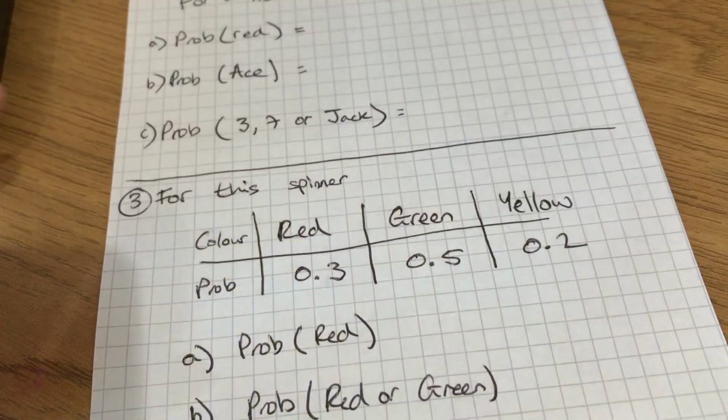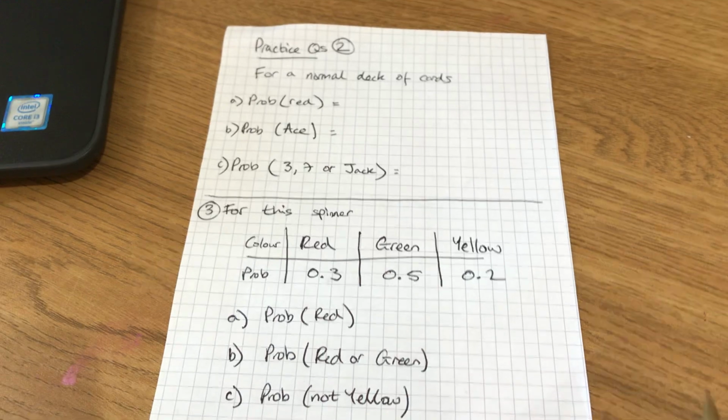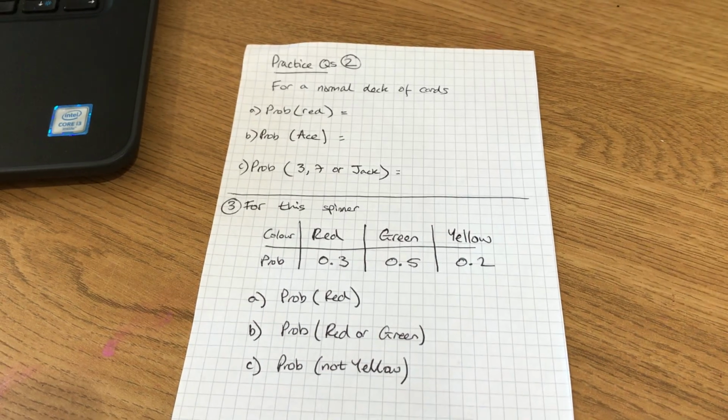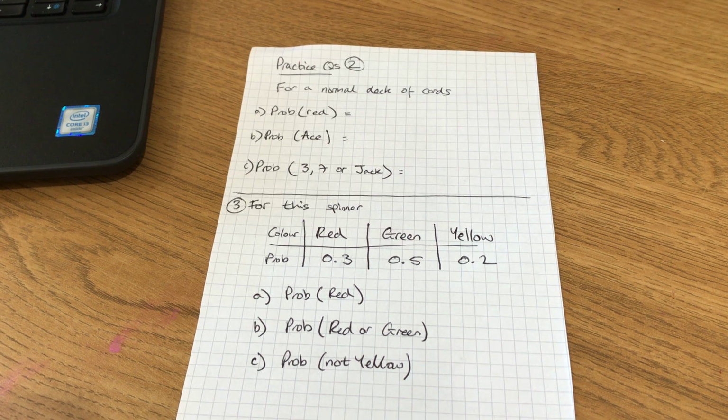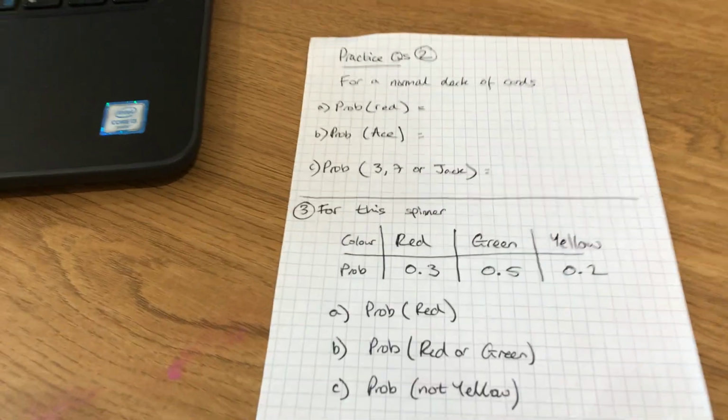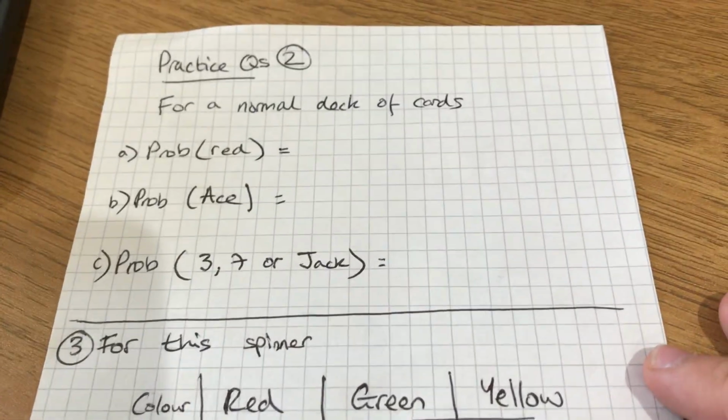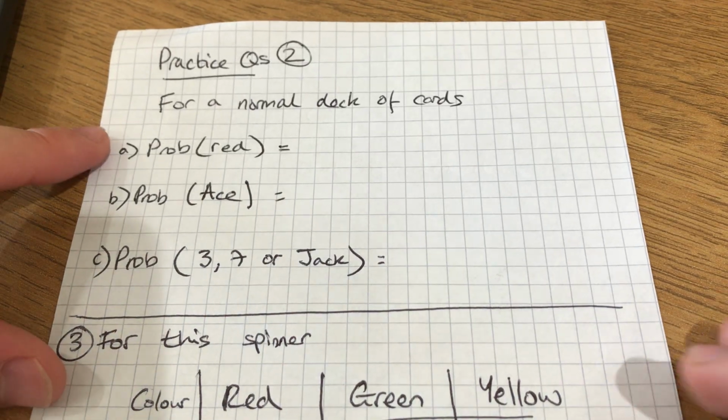Okay, another question for you to pause on. Okay, I've got 2 questions here. Have a pause, right? And hopefully you've unpaused now, and let's have a go at this top one. Normal deck of cards, probability that's red.